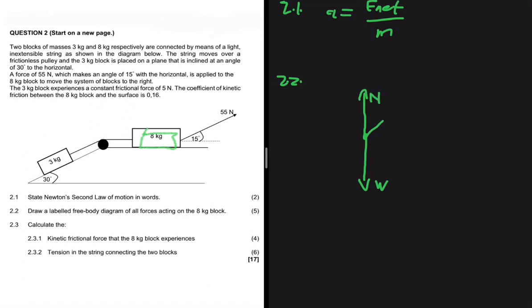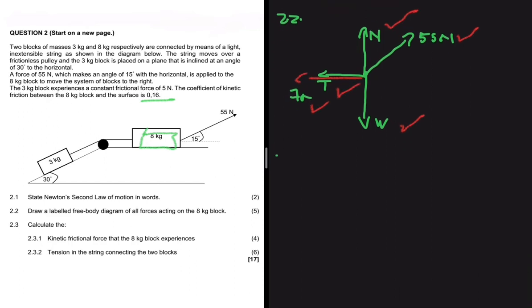And then we have a force applied, which is at an angle of 15 degrees and has a magnitude of 55 newtons, right? And then the 8 kg block is connected to a 3 kg block by means of a string, so obviously we're going to have a tension force. And we're also told that there's a coefficient of kinetic friction between the 8 kg block and the surface, which is 0.16, so we also have friction acting on the block. So there we go. We have the normal force, the applied force, the weight, the friction, and the tension, right? And we get our full 5 marks.